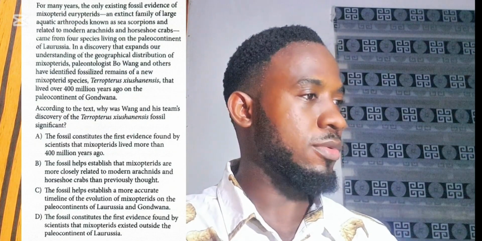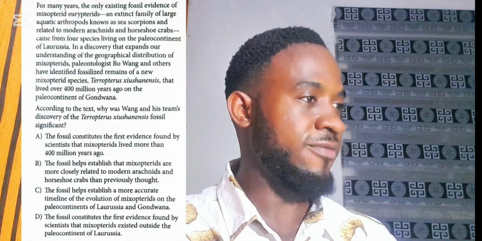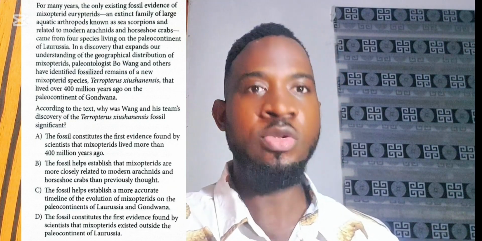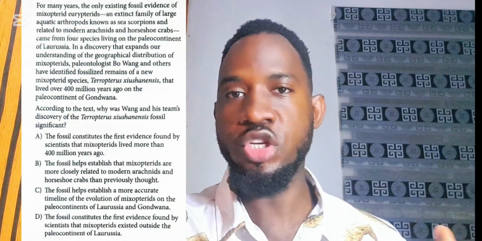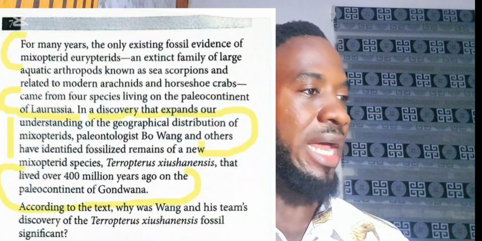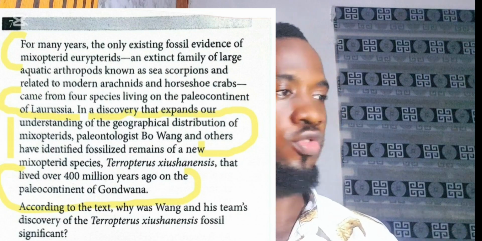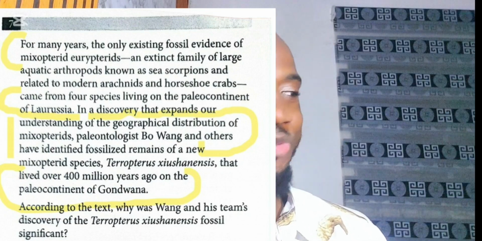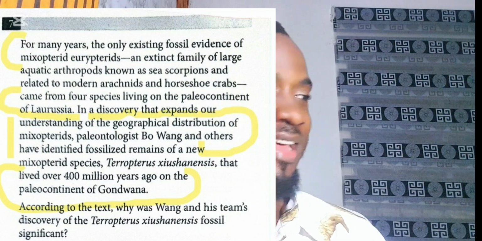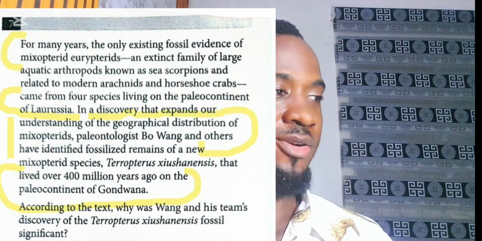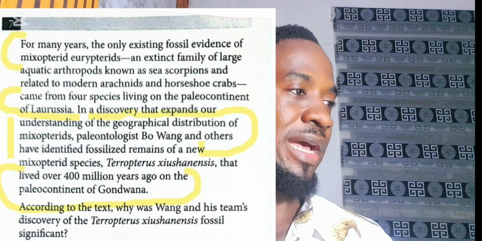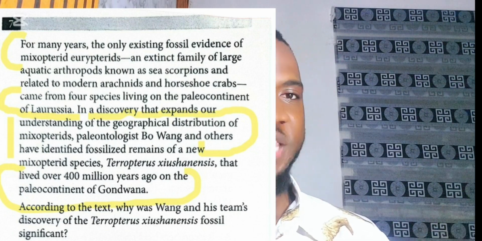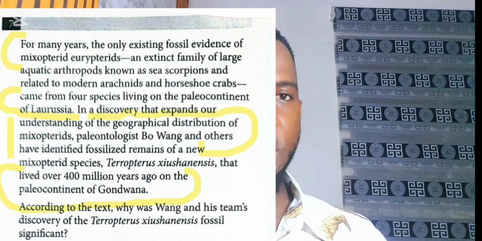So paleontologist Bowang and his team identified. So we've seen the words of the researchers as mentioned in the question, which points to we're going to have more information about that answer I've already seen. And how others have identified fossil remains of a new. So there's a new Mixopteris. Oh, look at that particularly difficult jargon we couldn't pronounce. TX that lived over 400 million years ago on the paleocontinent of Gondwana. So obviously my answer still makes sense. So they found these species in the Mixopteris family in Gondwana.